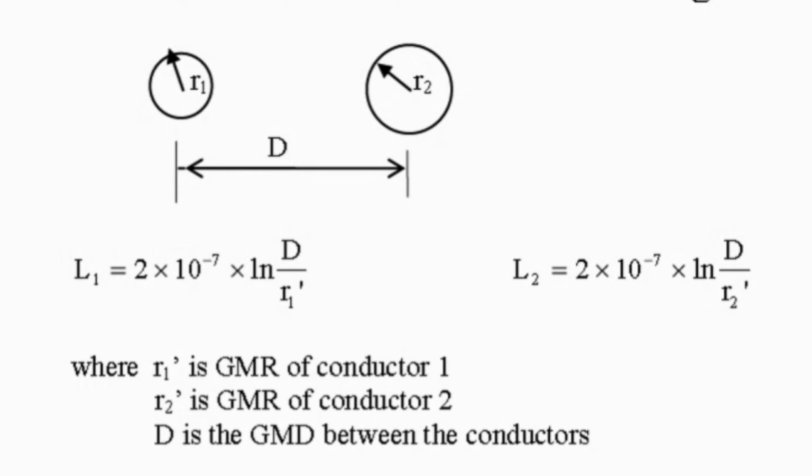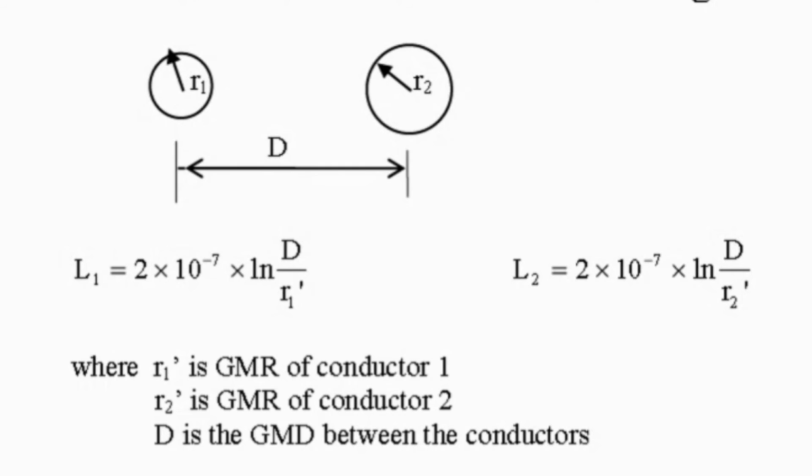Now, R1 dash is the geometrical mean radius. Why do we say geometrical mean radius? To show you that in future examples, if I replace this conductor by so many conductors in the bundle, 3, 4, 5, it's the same formula. The only thing is that instead of R1 dash, there will be capital R B, the geometrical radius of the bundle.